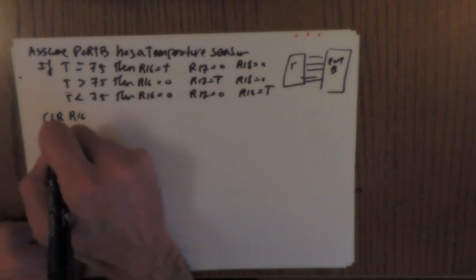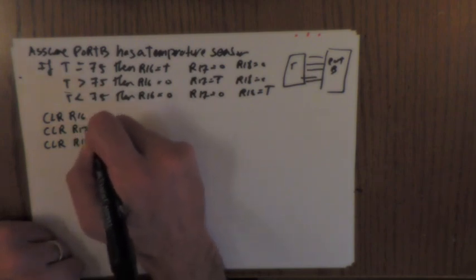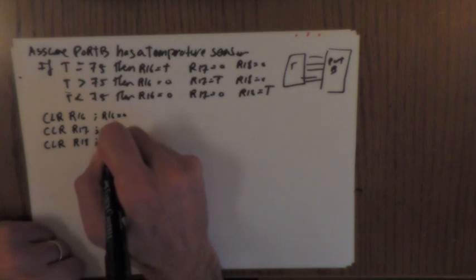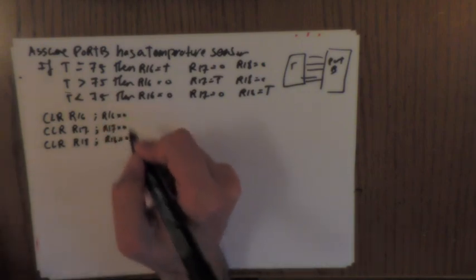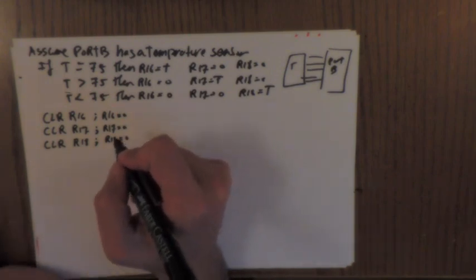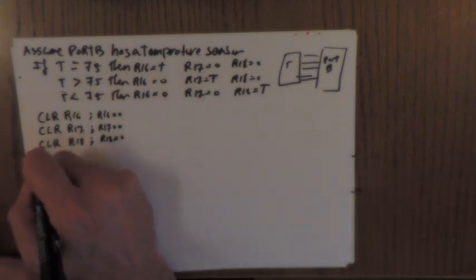Clear R16, clear R17, and clear R18. What this instruction does is just place 0 in those 3 registers. Now, after I clear them, I need to read from the port. And as we know, reading from the port is done using an in instruction.